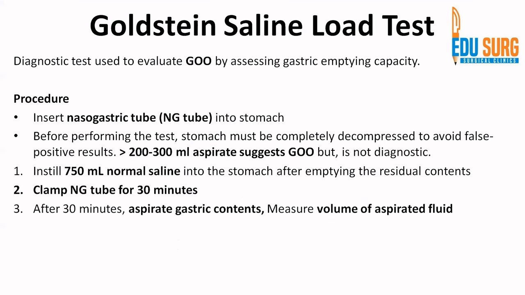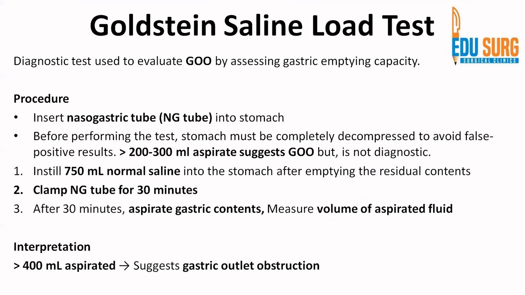After 30 minutes, when you aspirate the gastric contents, if 400 ml or more is aspirated, this is suggestive of gastric outlet obstruction. Less than 400 ml, the obstruction may be partial or no obstruction at all. So Goldstein saline load test, Oscarto percussion, succussion splash in auscultation, some of the classical signs that are asked in your exams.